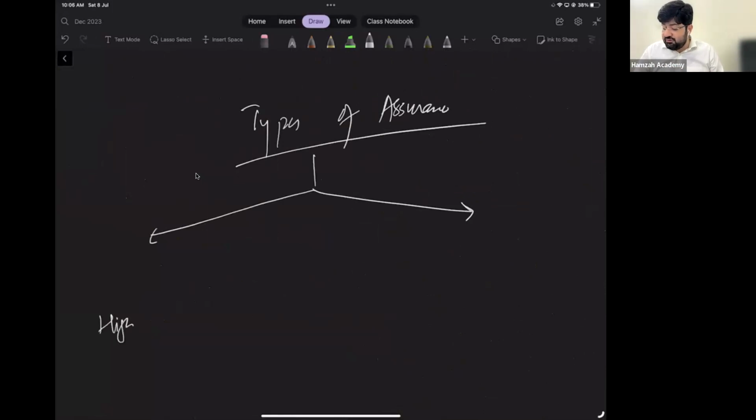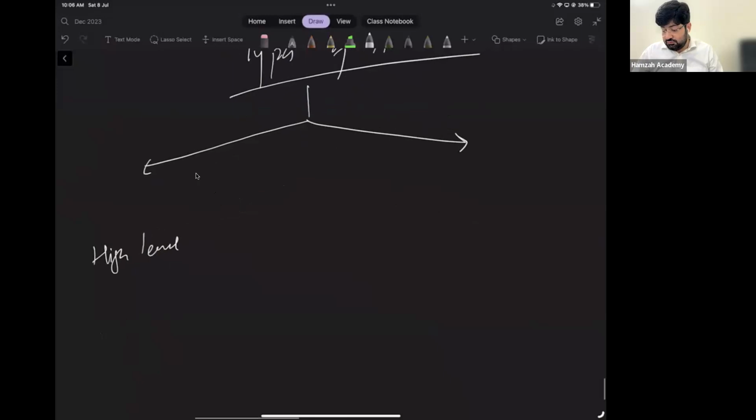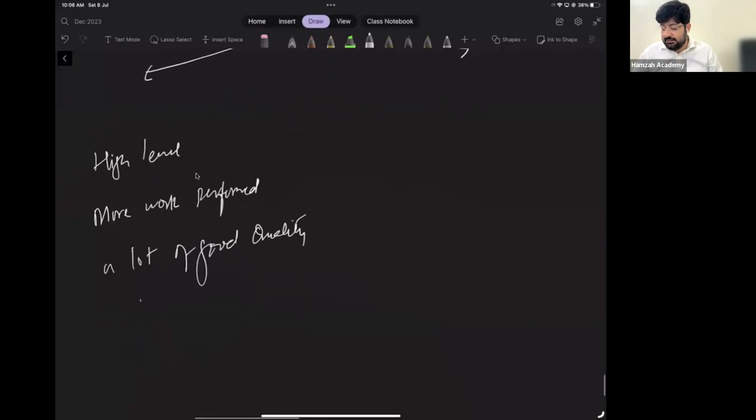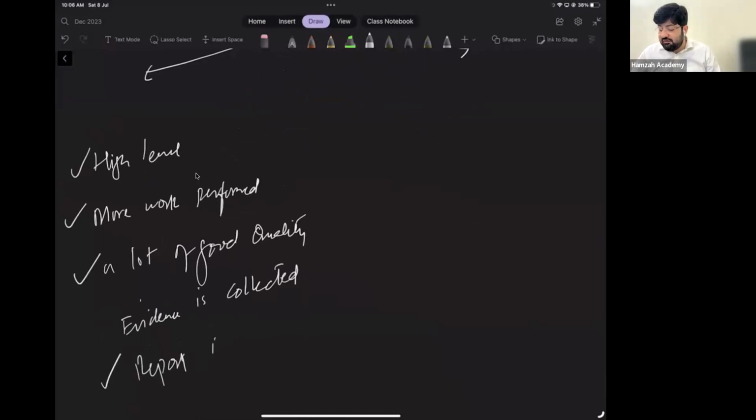One is high level assurance. So more work is performed. A lot of good quality evidence is collected. 1, 2, 3. And the report is positively worded, or positively formed.